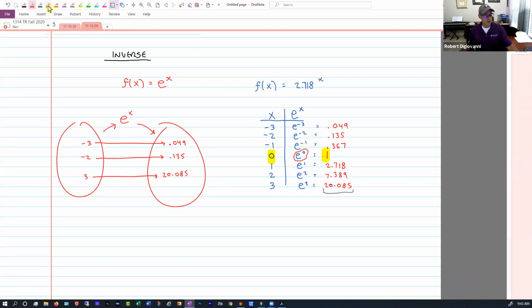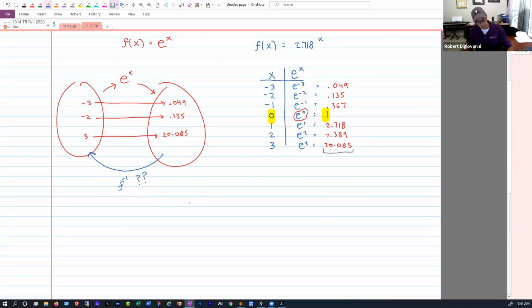Now, the question is, can we find a function that would take it backwards? I used this notation last time with a little -1. Is there a function that exists that takes everything back? The answer is yes. It's called the natural log. There's a key for it on your calculator. It looks like this right here. So look for that key on your calculator.